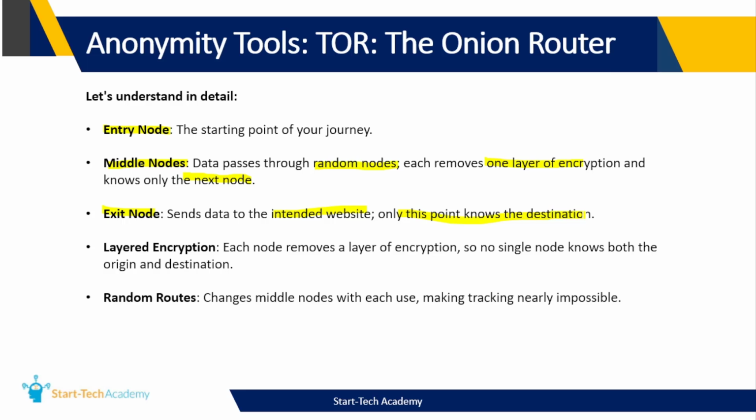This is done by using layered encryption, because each node removes only one layer of encryption, and so no single node knows both the origin and the destination. And the random routes are there in between. The middle nodes are using them, making it nearly impossible for you to be traced. This is how the TOR tool works.